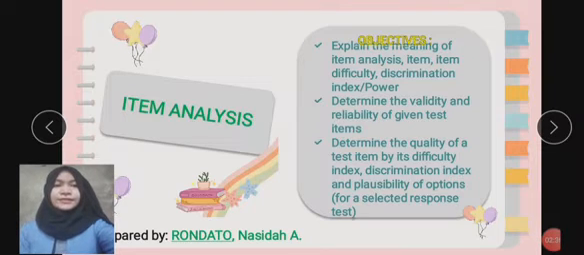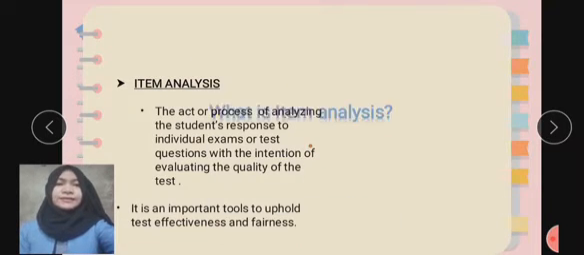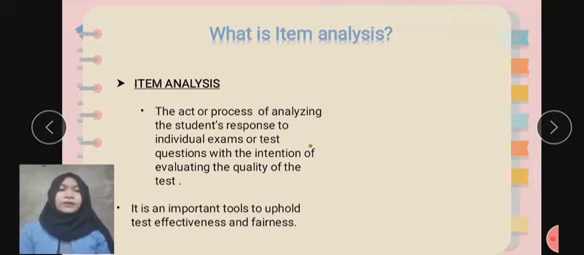Let's see first the definition of item analysis. Item analysis is the act or process of analyzing the students' responses to individual exam or test questions with the intention of evaluating the quality of the test. It is also an important tool to uphold test effectiveness and fairness. Like what I said earlier, para ma-evaluate yung test na binigay natin.